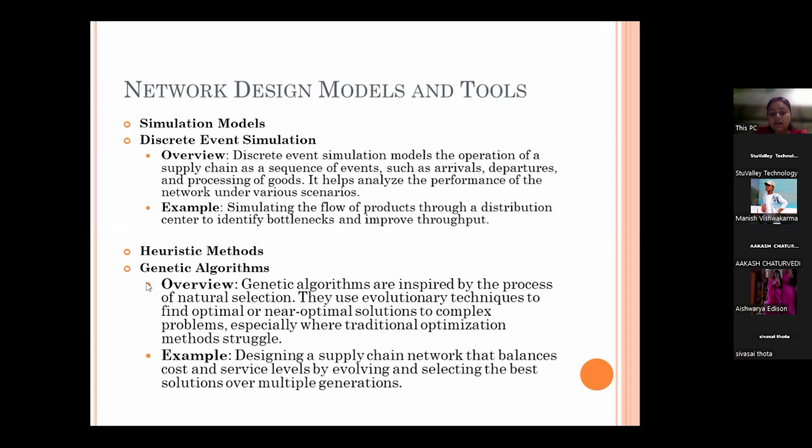So for example, in supply chain, this method is very new to the market, and very few companies are using this method, just genetic algorithms. For example, designing a supply chain network that balances cost and service level by evolving, selecting the best solution over multiple generations.